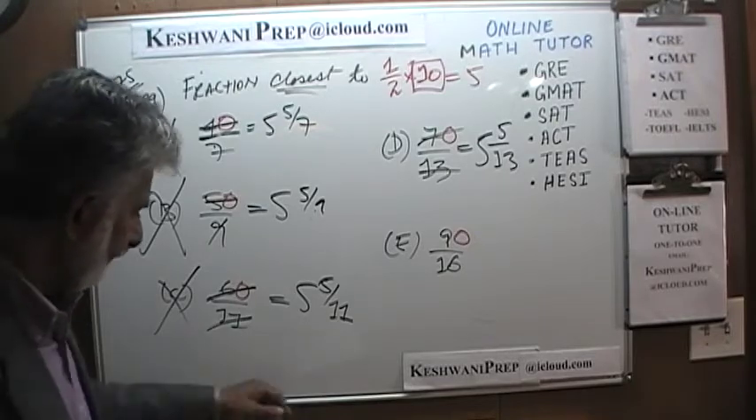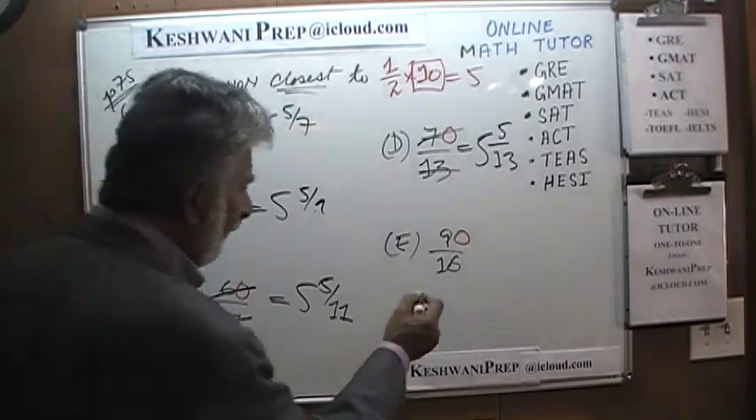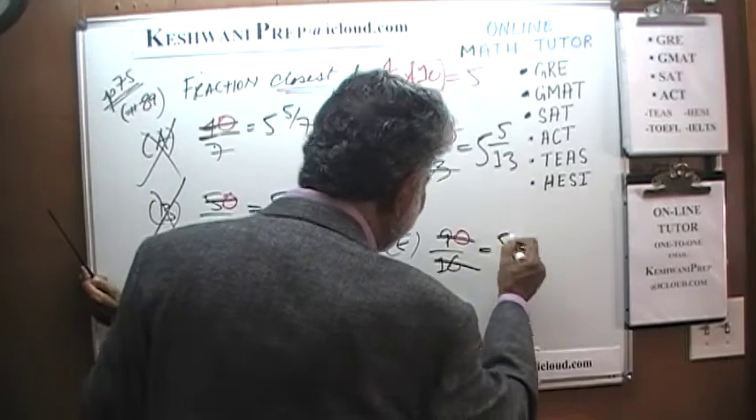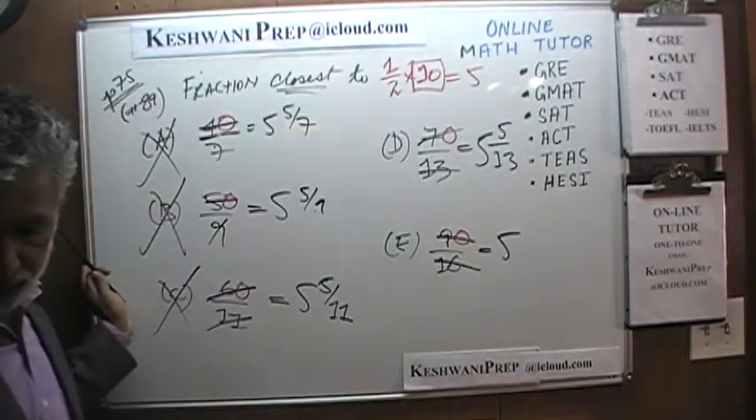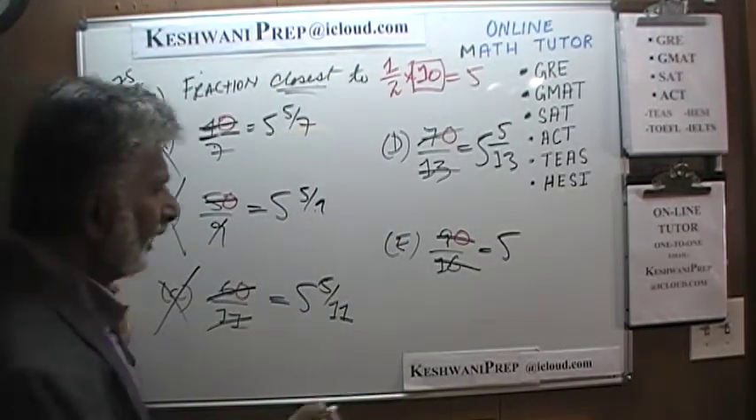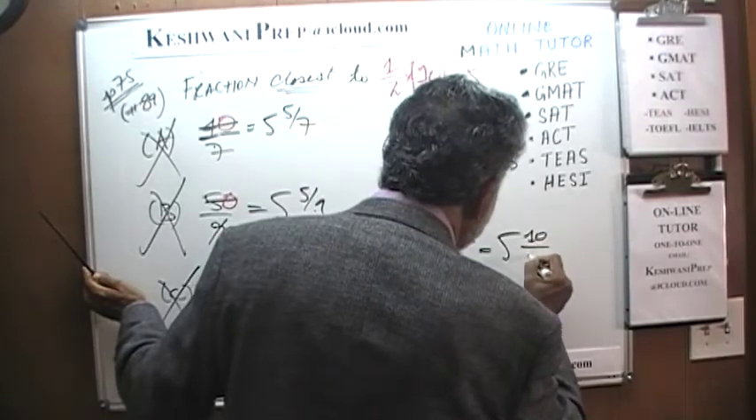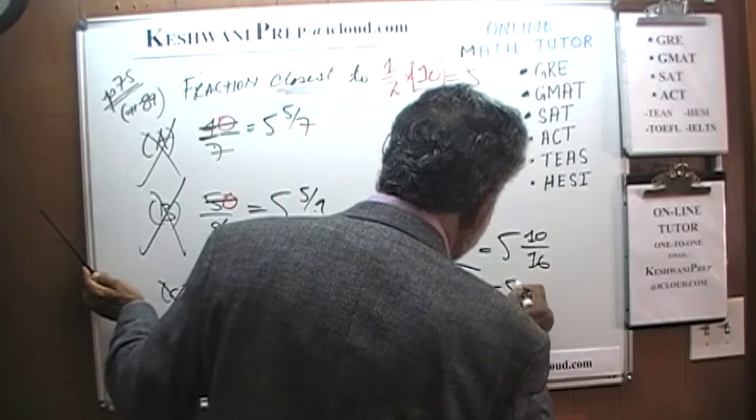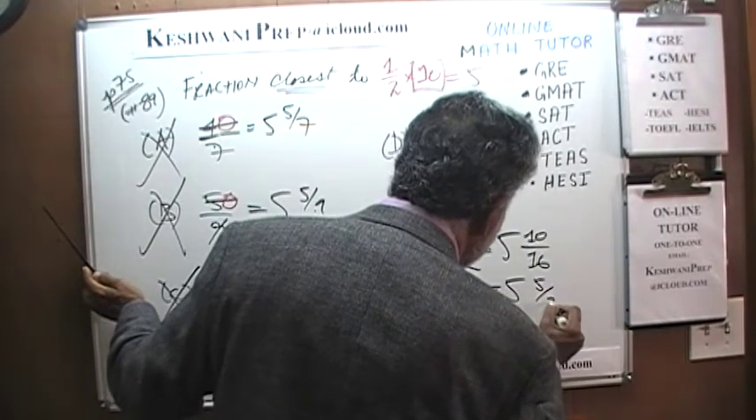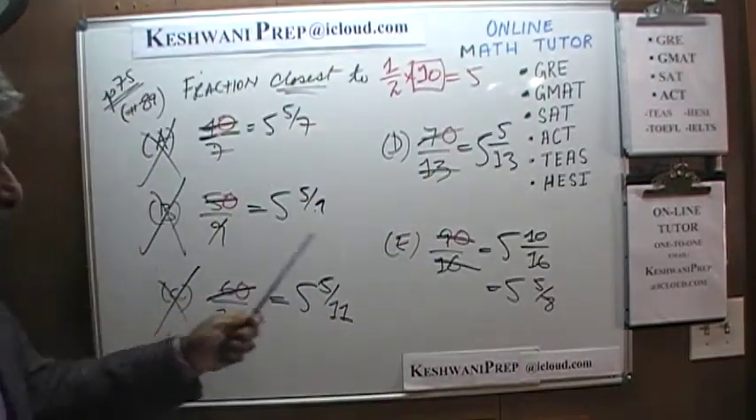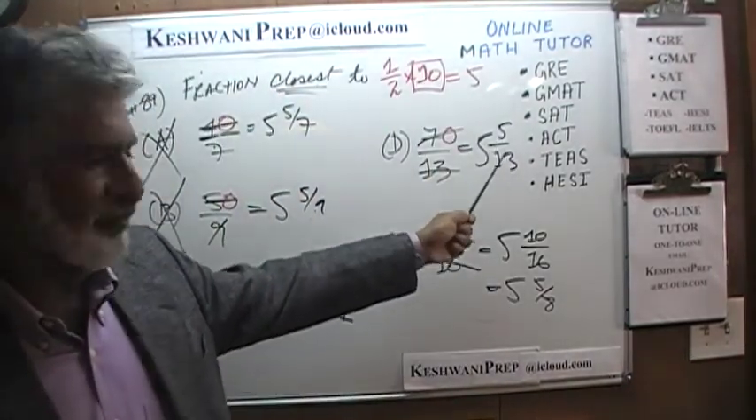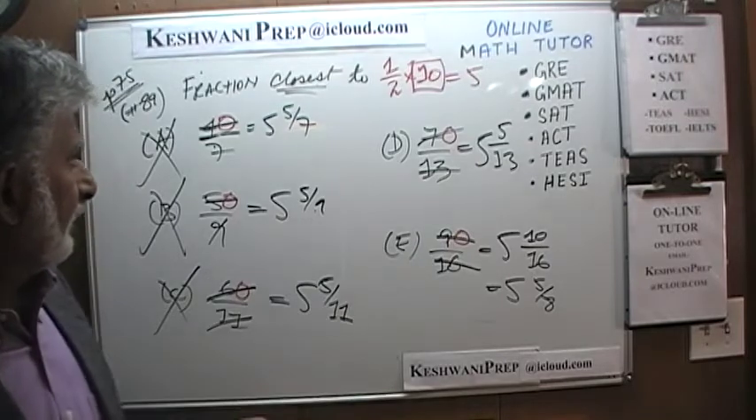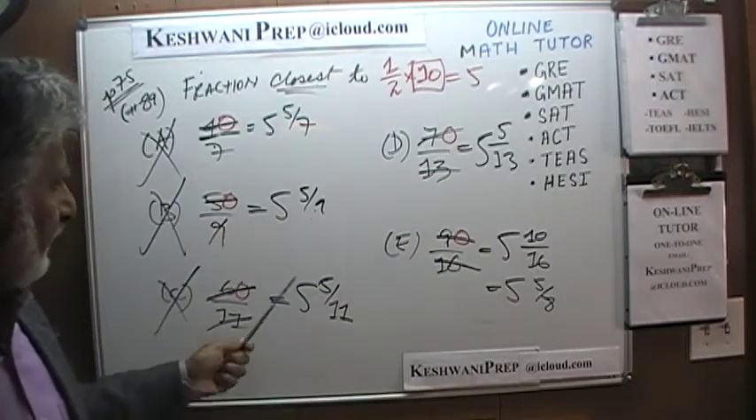Let's do the last one. Divided by 16. 16 5s are 80. And we have 10/16. 10/16 is 5/8. Now 5/8 is bigger than 5/13. So there we go.